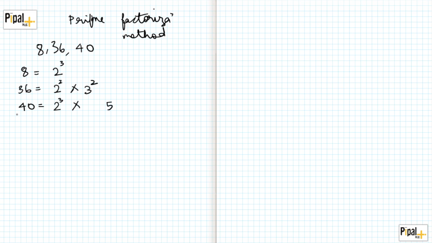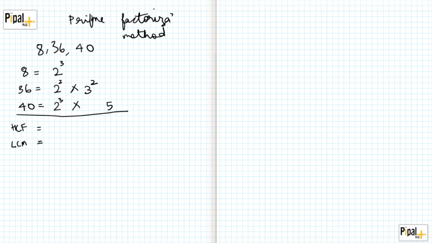Now notice the way I've written these. I've kept all the factors which comprise of 2 and its powers below each other. Then I've kept all the 3's one below the other, and I've kept all the 5's one below the other. This is just to avoid confusion, right? So now I'll write HCF here and LCM here, and I'm going to figure both of them out simultaneously.